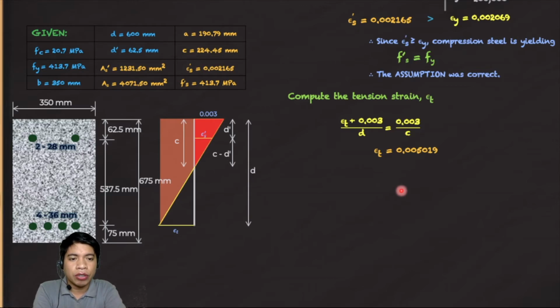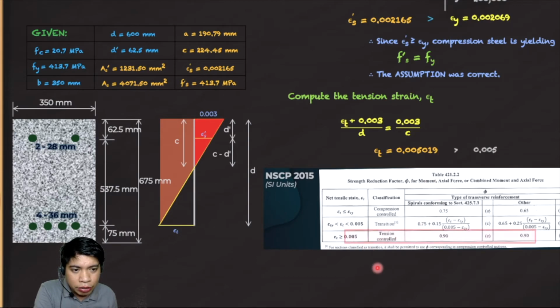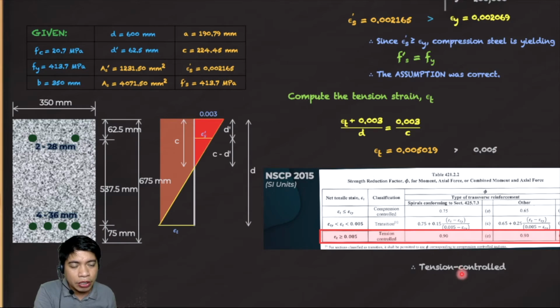Okay. So, ngayon, guys, kailangan natin gamitin yung table sa NSCP para ma-classify natin yung ating tension strain ng beam na 'to. Galing dito sa table, alam natin that our tension strain is greater than 0.005. So, ibig sabihin guys, dito siya nabibilang. So, ang ating classification nito ay tension controlled at yung ating value ng phi is equal to 0.9. Ito nga yun guys, 0.9.